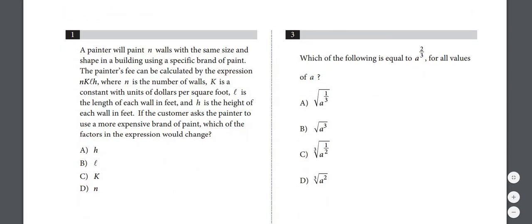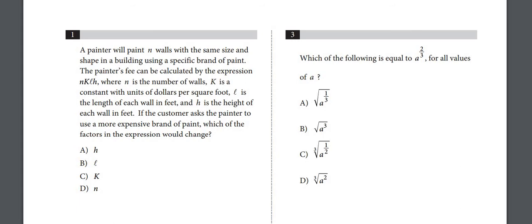Question is, a painter will paint n walls with the same size and shape in a building using a specific brand of paint. The fee is given by the expression n times k times l times h. N is the number of walls, k is dollars per square foot, l is the length, h is the height.